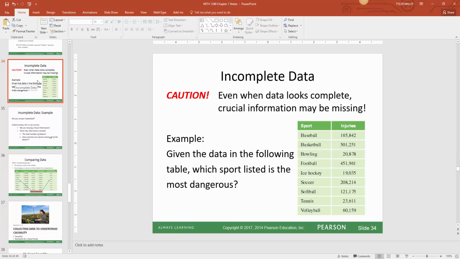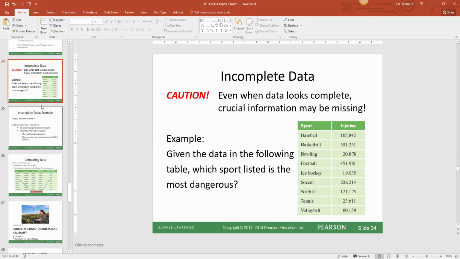So this next slide gives us caution for incomplete data. The caution is, even when the data looks complete, crucial information may be missing. Here's an example where we're given sport and the number of injuries, and it asks, given the data in the following table, which sport listed is the most dangerous? If we look at this, the highest number of injuries is basketball, which seems surprising. Basketball would be more dangerous than football or ice hockey, and so forth?